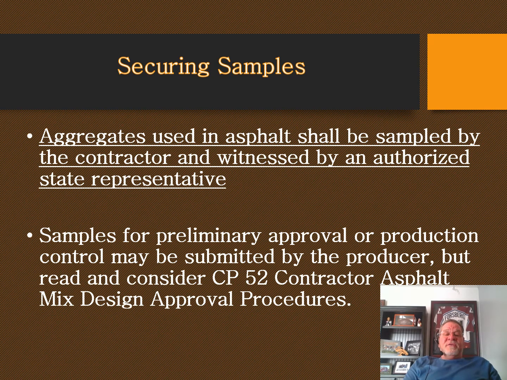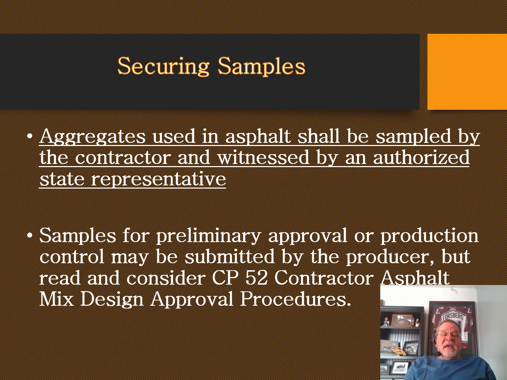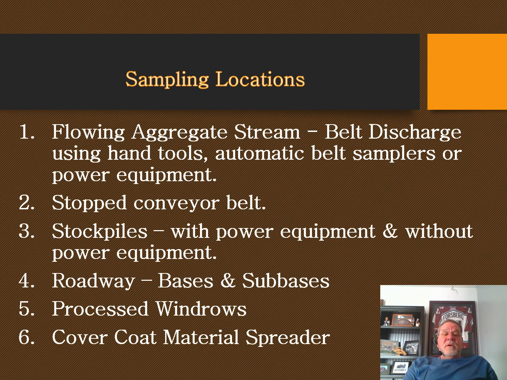Aggregates used in asphalt have to be sampled by the contractor and witnessed by an authorized state or owner's representative. Samples for preliminary approval or production may be submitted by the producer, but they have to read and consider CP52, the contractor's mix design procedure. There are several places that sampling can take place. This is showing 6 of the accepted sampling locations.